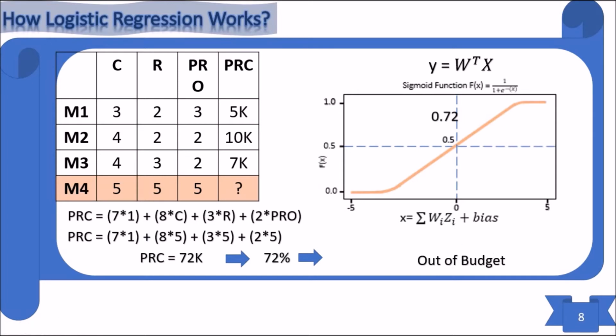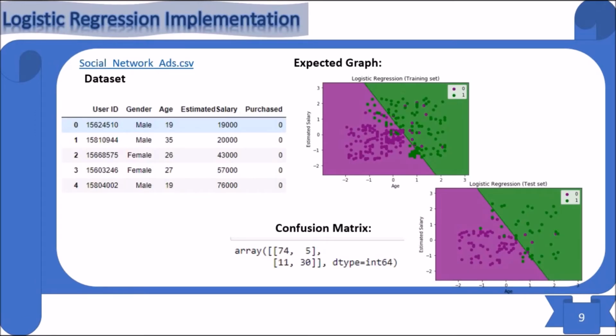Okay, so let's implement this. We'll implement this in Python. For this task, we'll use the social network ads.csv dataset. So this is a glimpse of the dataset. This dataset contains the information of various users obtained from social network sites. There is a mobile making company that has recently launched a new mobile.